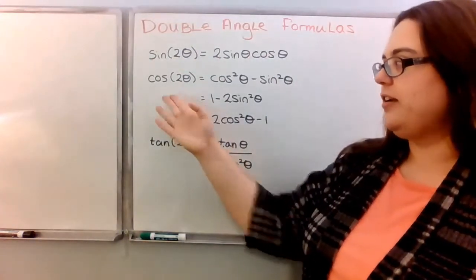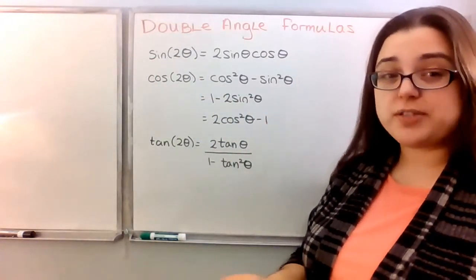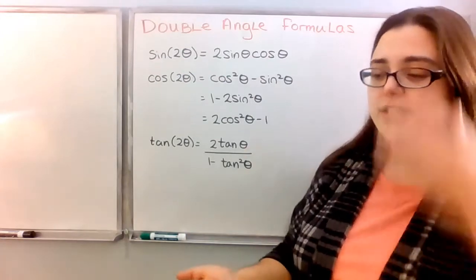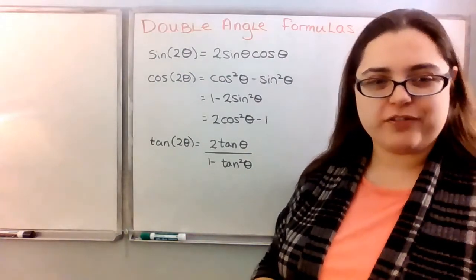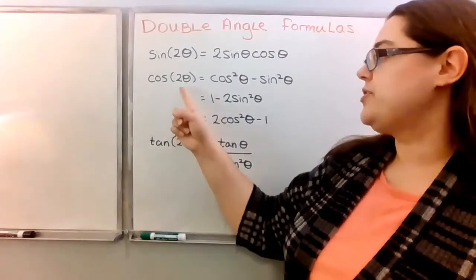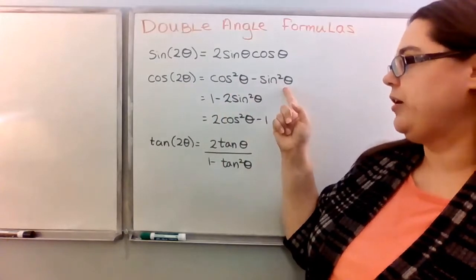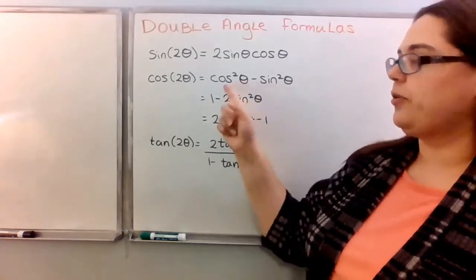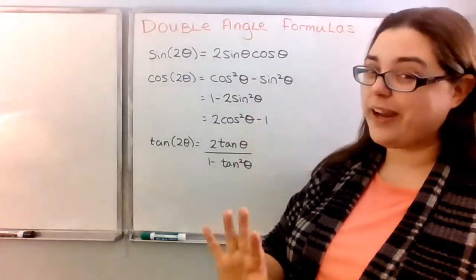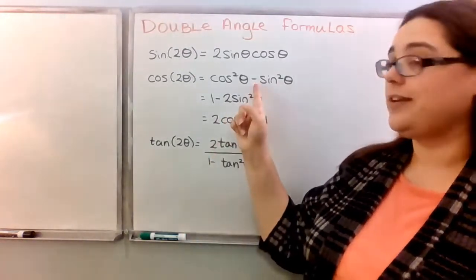For cosine, we have 3. So we have 3 double angle formulas for cosine. And the one that you're going to use is really going to depend on your personal preference and what information you have available to you. So cosine of 2 theta is cos squared theta minus sine squared theta. So this is helpful if you know both sine and cosine. Be careful, this is not the Pythagorean identity because it's subtracting and not adding.